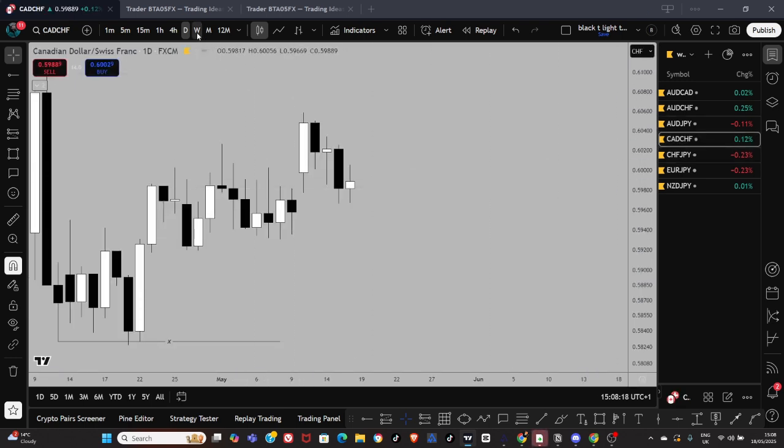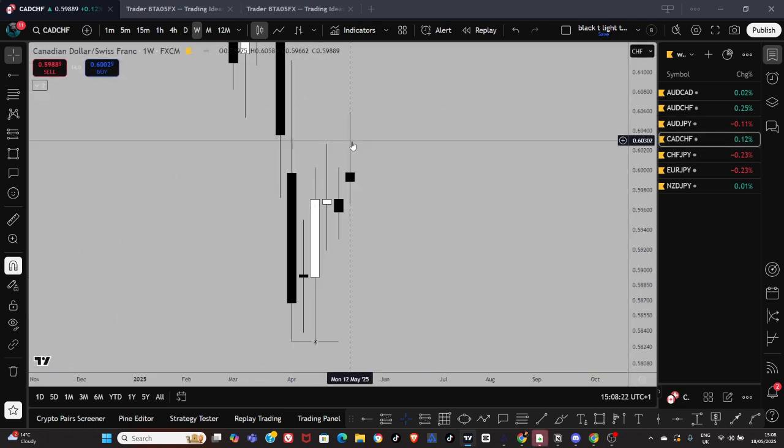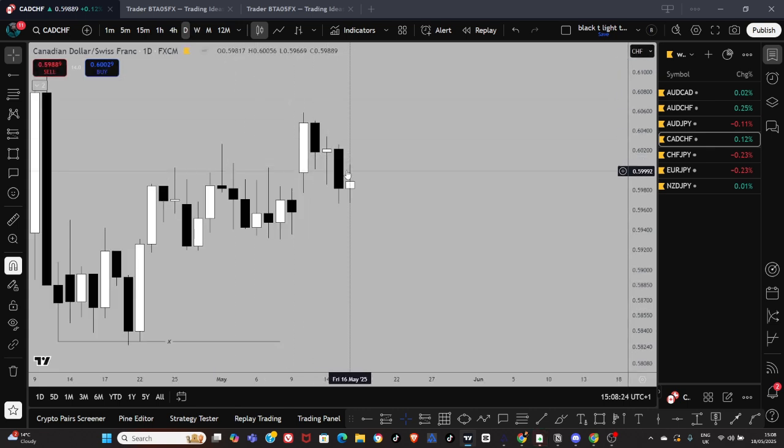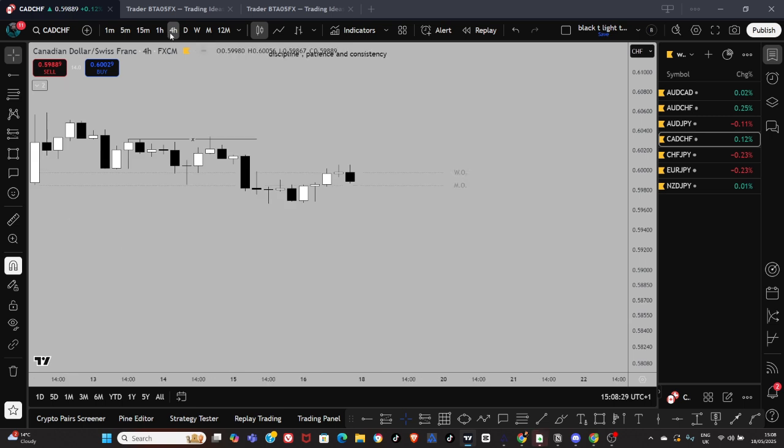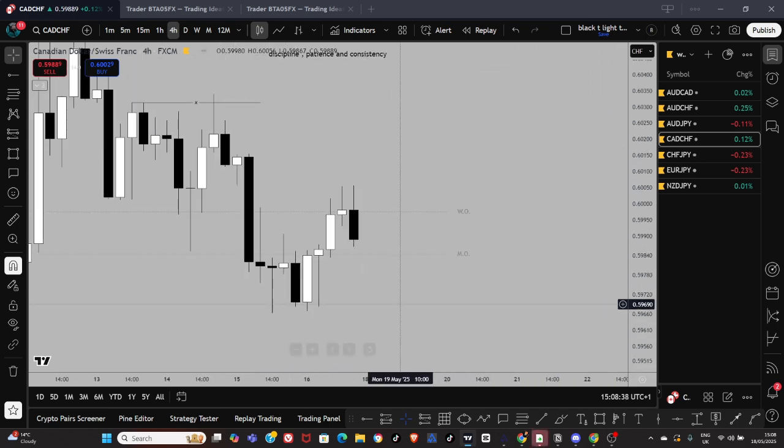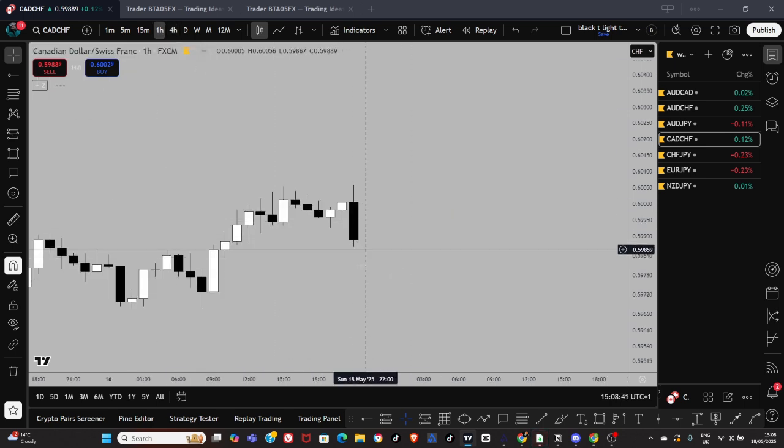CAD CHF, it's just still lower prices, a sweep of the previous week high, and now we just wait for fair value gaps to the downside. That's just what's happening. You can see that price is actually reacting from this 4-hour fair value gap. So from here we can still look for lower prices. If the 1 hour gives prices to the downside, we can still look for lower prices.